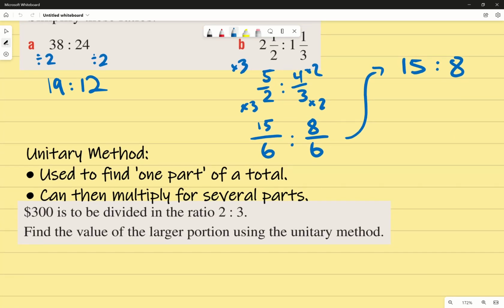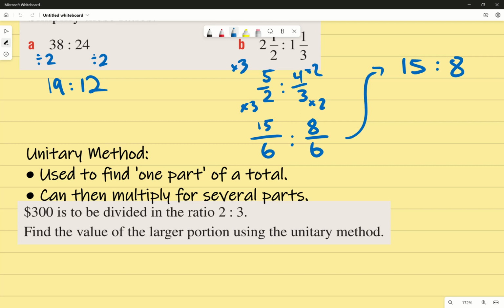Moving on. Unitary method. Does anyone know what unitary means? Uni. What does uni mean? 1. And how do you know that? Unicycle. And what's this one called? Unibrow. Unibrow and unicycle. Very memorable. So singular, right? So unitary method just means making things in one part. That's it. In one part.